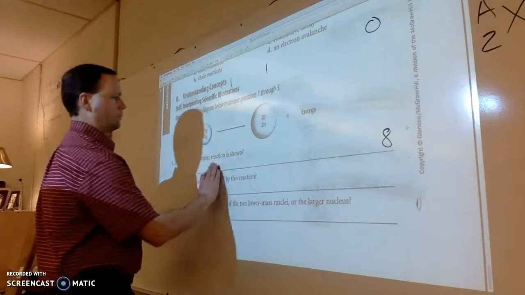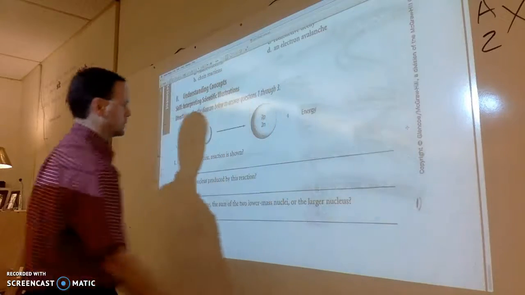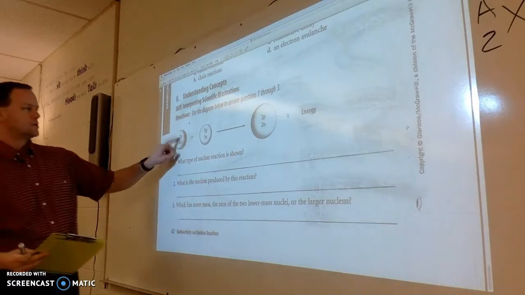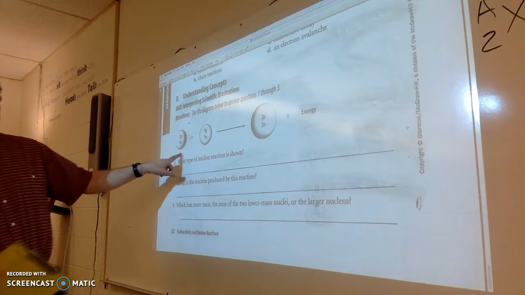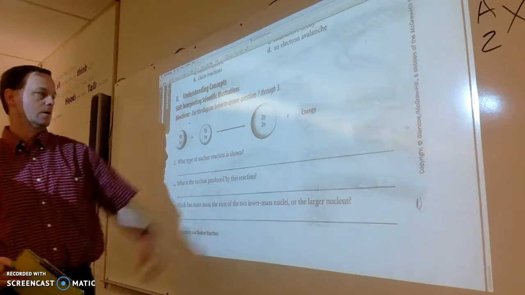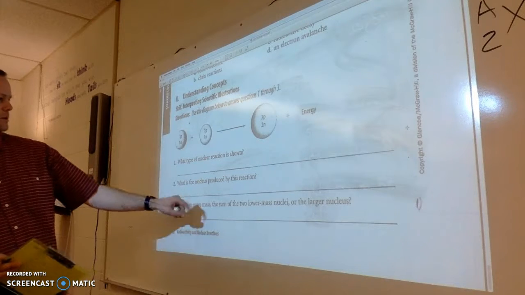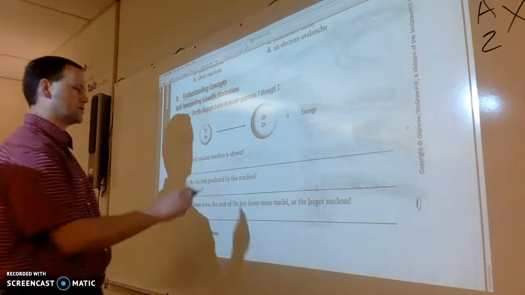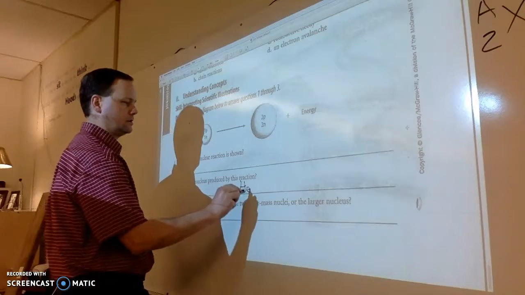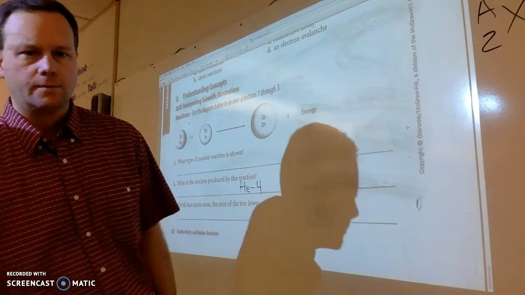Okay. This reaction looks the same as one we saw earlier on the first page. We got a hydrogen and a hydrogen slam together and make a helium. So hydrogen 2, hydrogen 2 make a helium 4. Now, what type of nuclear reaction is shown? That's fusion. What is the nucleus produced by this reaction? It's a helium 4 nucleus. So you can just write He-4. Okay, and then the last question. I'm going to stop the video.